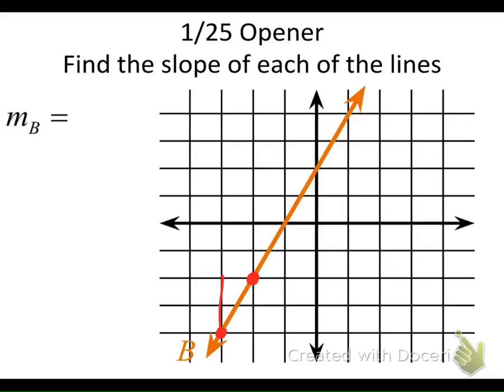so I count up 2 spaces. So my rise is going to be 2, and then I determine my run. My run is going to be, I count over to the right, 1. So the slope of line B is 2 over 1.